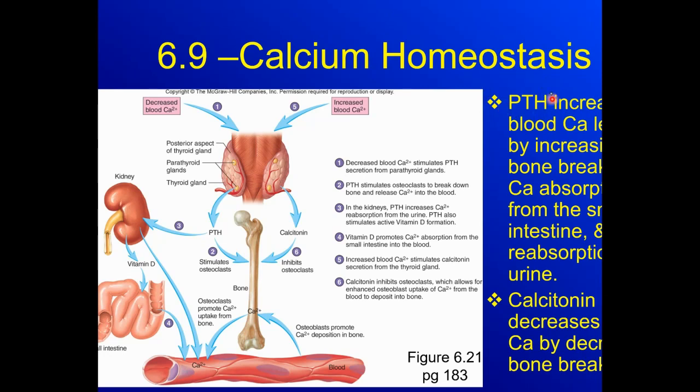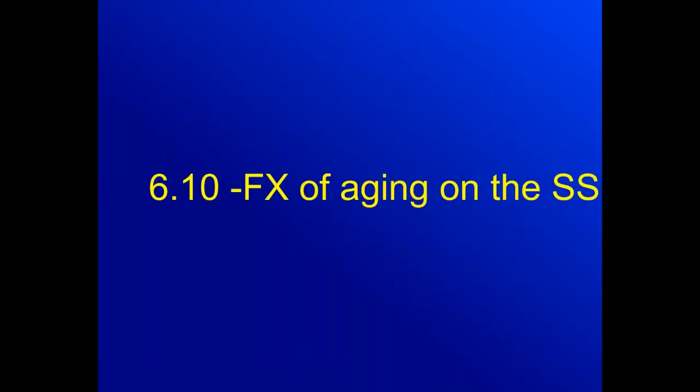Parathyroid hormone, however, is the exact opposite. It increases blood calcium levels by increasing bone breakdown, calcium absorption from the small intestine, and calcium reabsorption from the urine. So we've got calcium going into our blood from the bone and from our food. We bring it in from the intestine. And when we make urine, instead of letting it go out in the urine, we pull it back. So parathyroid hormone increases blood calcium levels. Calcitonin decreases blood calcium levels.